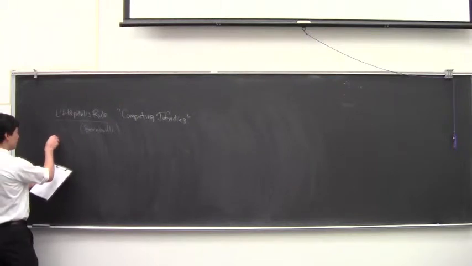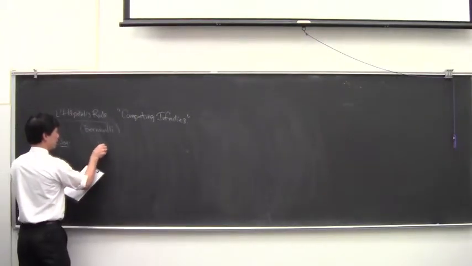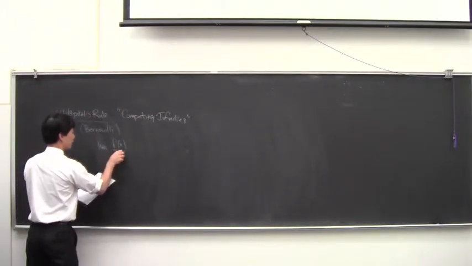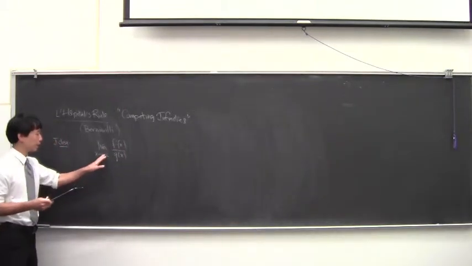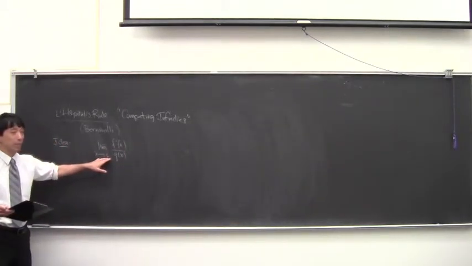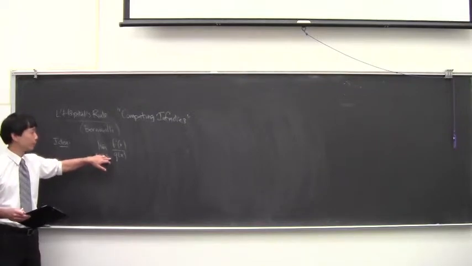Okay, so here's the idea. You have something like this: the limit of a quotient as x approaches c. And this c could be some finite number. It could be infinity. It could be negative infinity. It could be some number from the left-hand side or some number on the right-hand side.